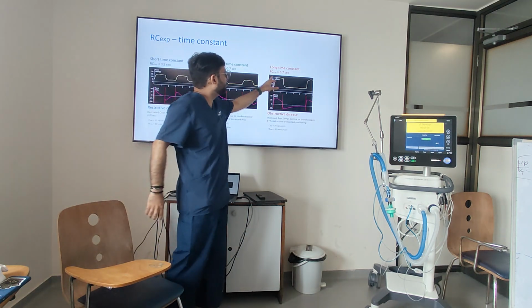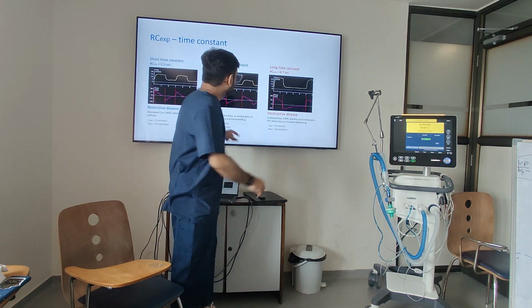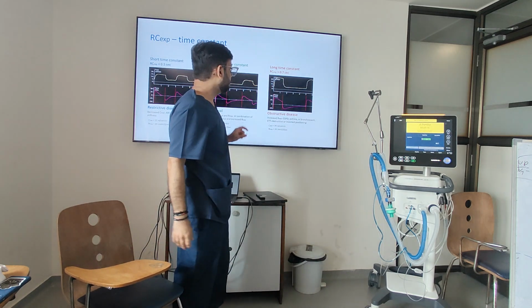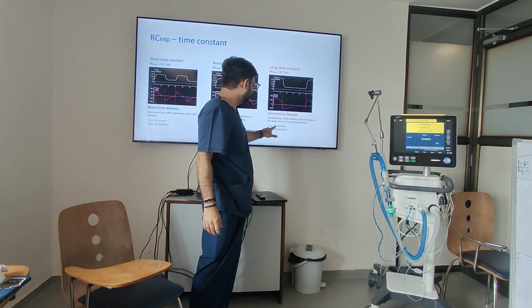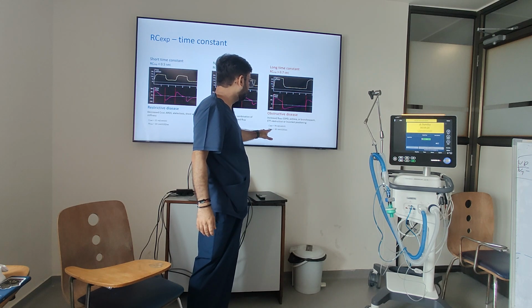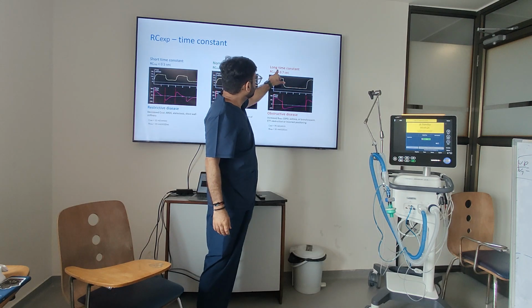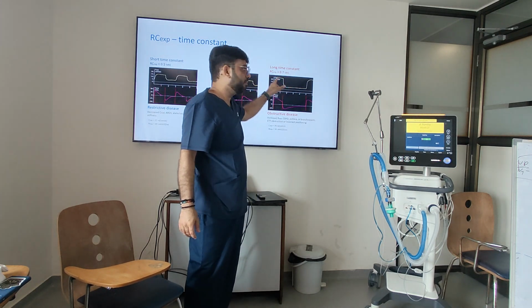Similarly, if you go here, the time constant is more than 0.7. If you see in comparison with this, it's a long expiratory flow. Here we have seen that the value of compliance is 70 and the resistance is 30, which is giving a time constant of more than 0.7, which is the obstructive pattern.